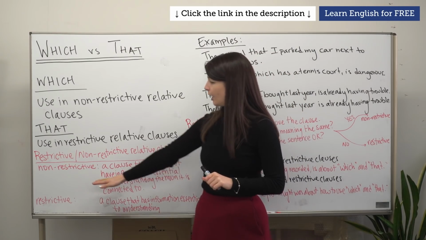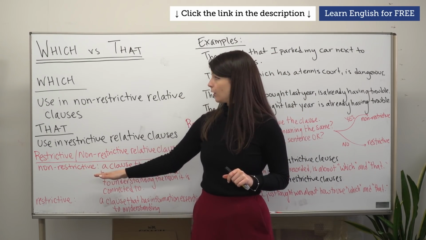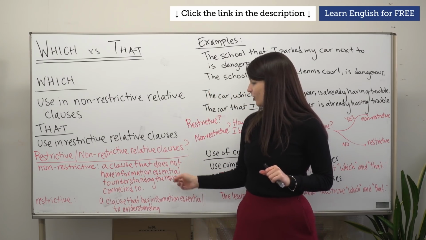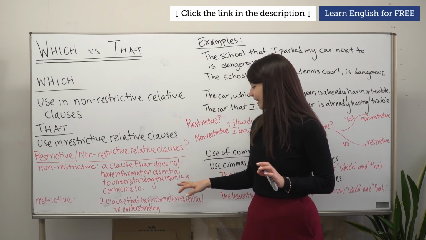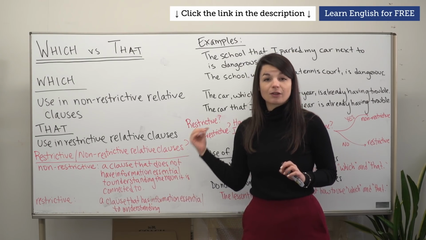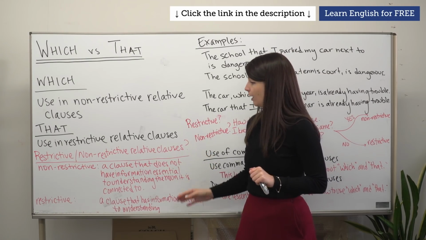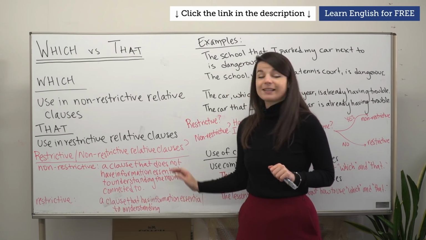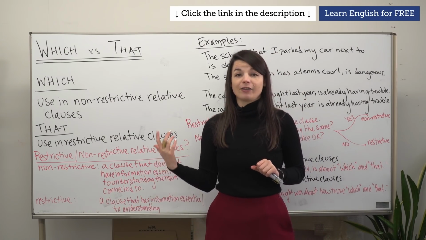A non-restrictive clause, first of all, where we use which, is a clause that does not have information essential to understanding the noun it is connected to. I'll show you some examples in just a minute. A restrictive clause, however, is a clause that has information essential to our understanding of that noun.